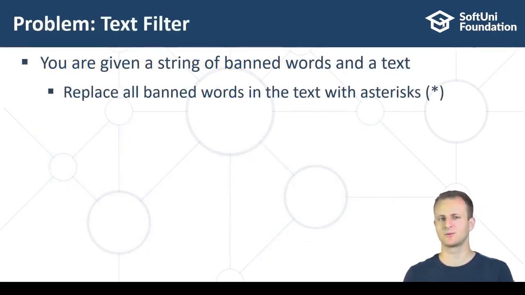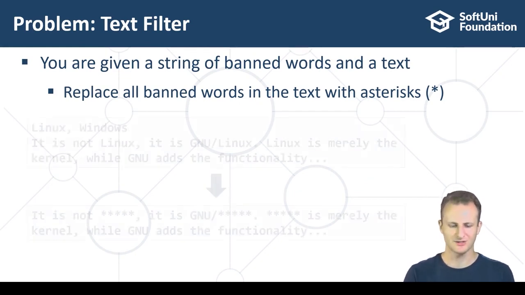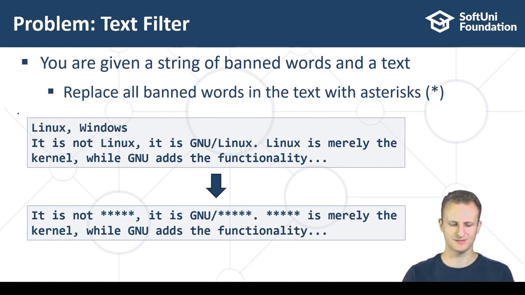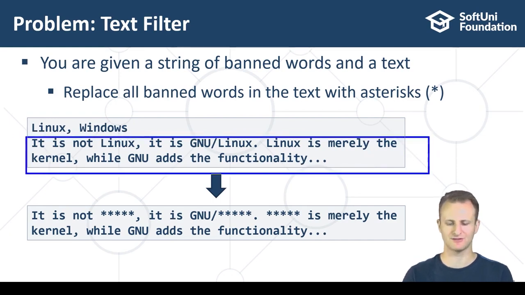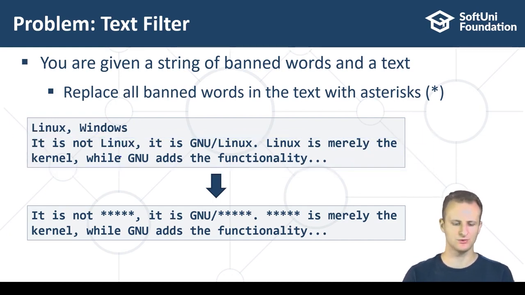So here we have a task in which we have to do something similar to that. We have some banned words. In this case, the banned words are Linux and Windows. And then we have a string, a single line of text, and we need to replace each of the occurrences of these words with asterisks. And the asterisks need to be the length of the word. So each symbol over here needs to be replaced with an asterisk.